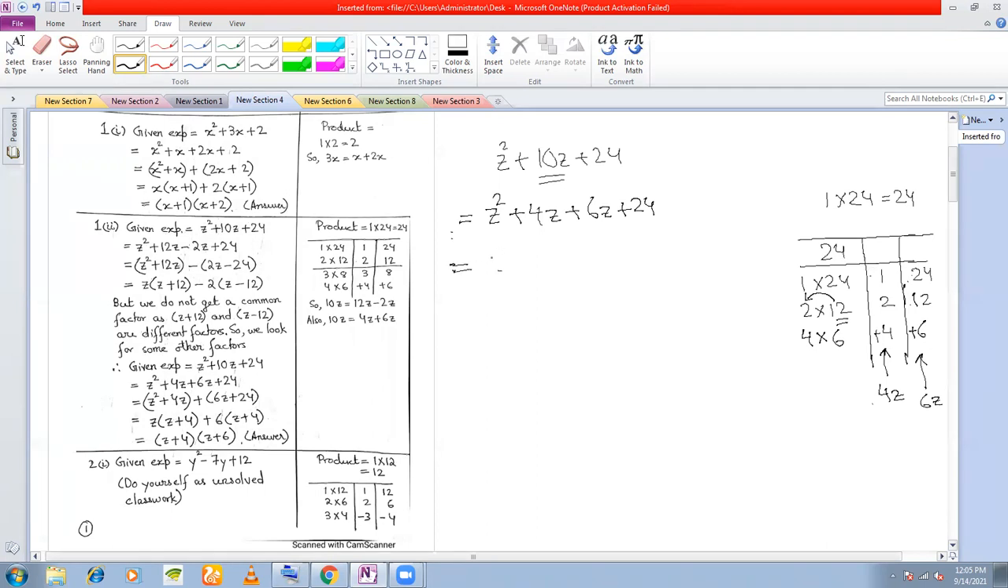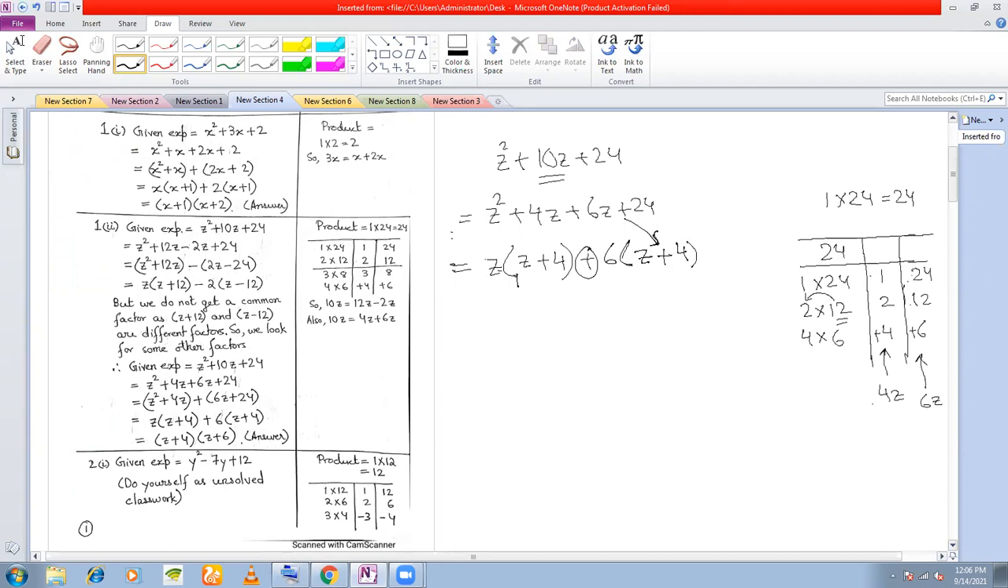Now I can group the first two together. Z square and 4z, the HCF is z. From z square, if I divide by z, I'll get z plus, and 4z if I divide by z, I'll get z plus. HCF of 6z and 24 is, sorry, 6, not 3. So if I divide 6z by 6, I'm going to get z plus, because I have a plus sign here, so this sign will remain the same. Okay. So z plus, and 24 if I divide by 6, I'm going to get 4.